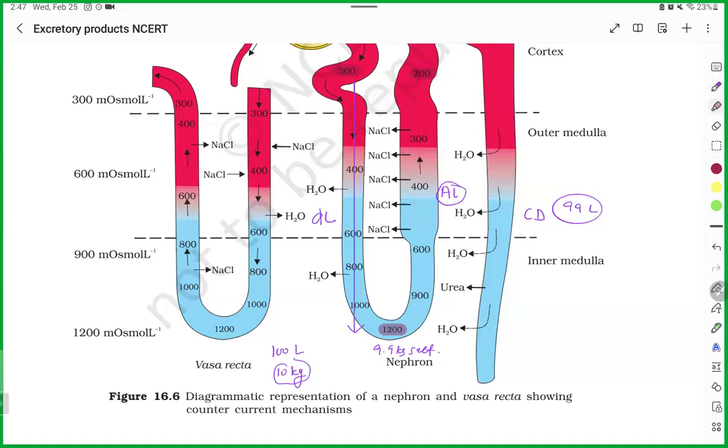Actually, both are parallel to each other. NCERT is not showing it separately to show how it is working. Example, NaCl is coming out of the ascending limb of the loop of Henle and entering into the descending limb of the vasa recta. That's why they are very close to each other. NaCl comes out of the loop of Henle and enters into the vasa recta. Same, water will come out of the descending limb and enter into the vasa. Exactly the same thing.